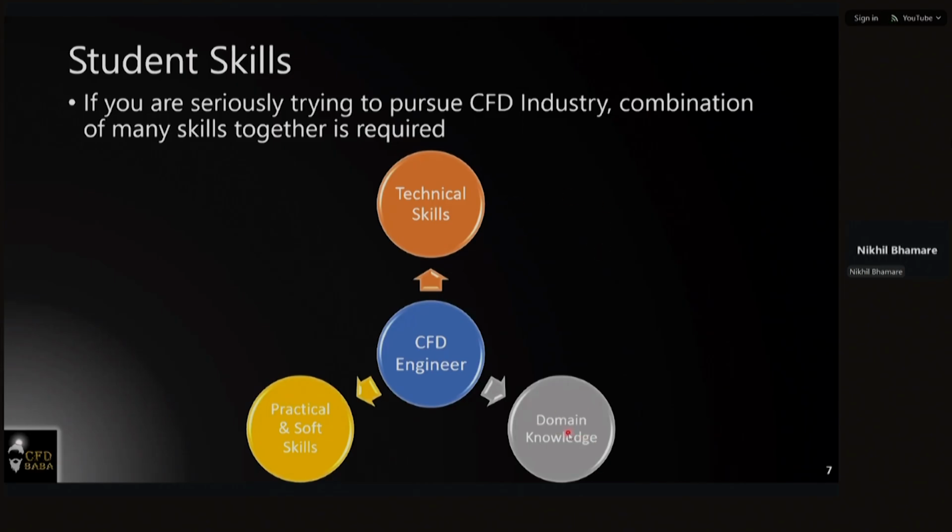Next, you need domain knowledge. That means you need the theory knowledge. For that, you need to read books on thermodynamics and fluid mechanics. And finally, you need practical and soft skills. Practical skills means that you need to have skills that can automate your work, which can be using Python to automate your work.